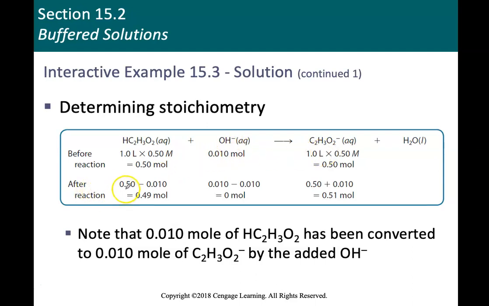Now, after the reaction, this hydroxide will react with the acid. Notice that it's the same stoichiometry. So it will consume 0.01 from here, and that will take away 0.01, which will lead to 0.49. And likewise here, it will be added with an increase of 0.01. So now we have the new quantities after the addition of 0.01 mole base: 0.49, 0.51.